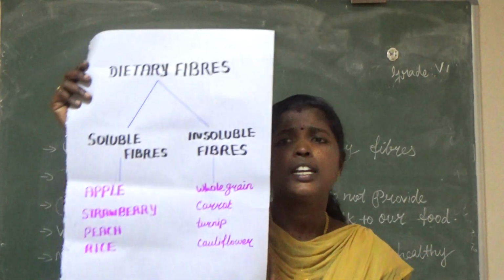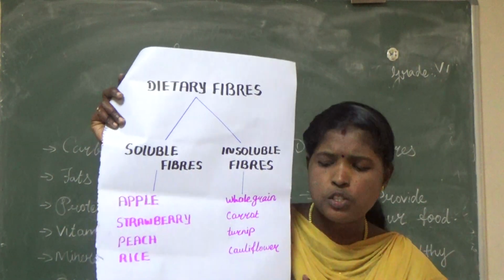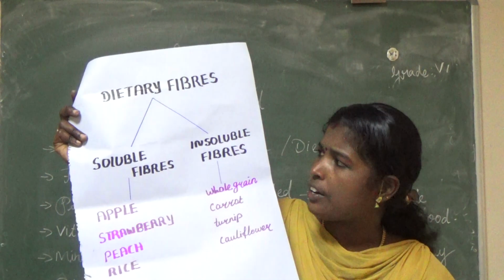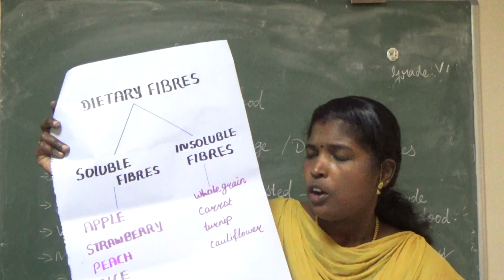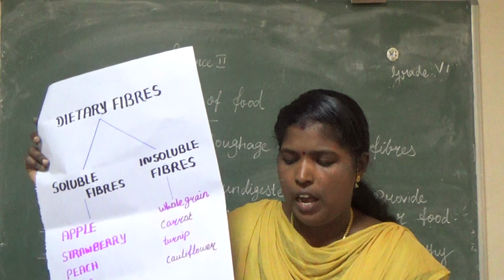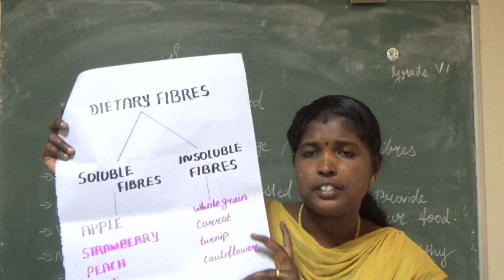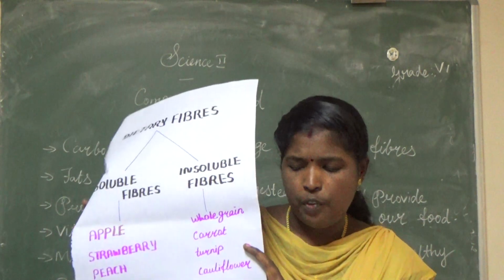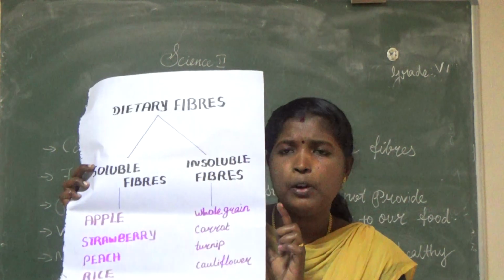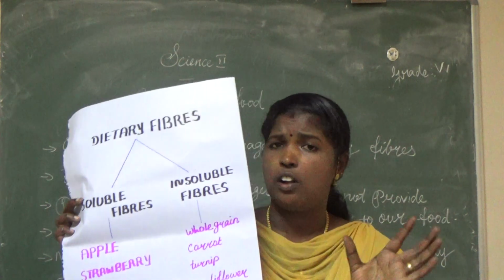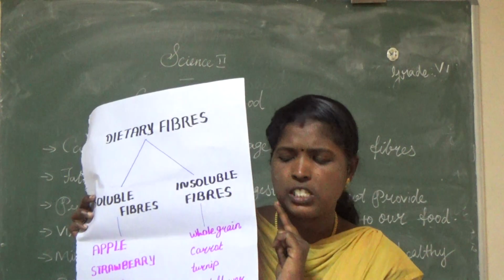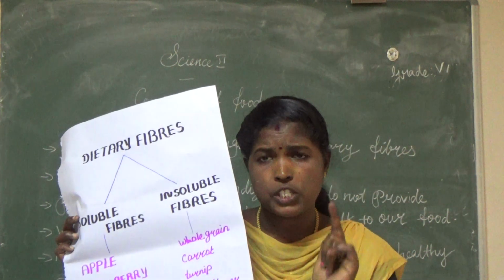The next one, insoluble fibers. Insoluble fibers are not soluble in water. What are the food items containing insoluble fibers? Whole grains, carrot, turnip and cauliflower. The lack of insoluble fibers in your diet leads to constipation.